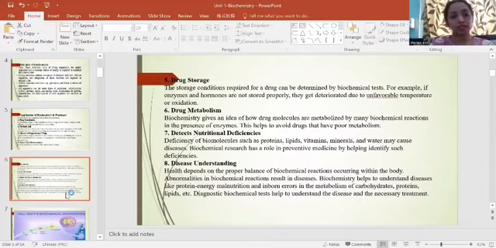Disease understanding. Health depends on the proper balance of biochemical reactions occurring within the body. Abnormalities in biochemical reactions result in diseases. Biochemistry helps to understand diseases like protein-energy malnutrition and inborn errors in the metabolism of carbohydrates, proteins, lipids, etc.